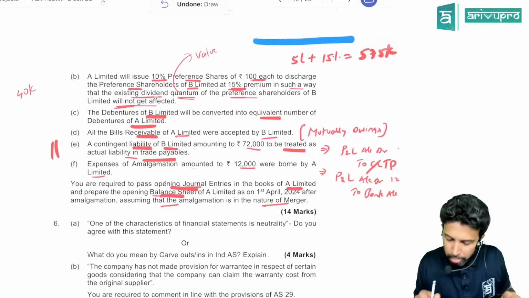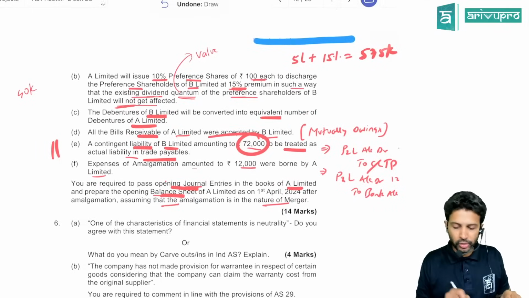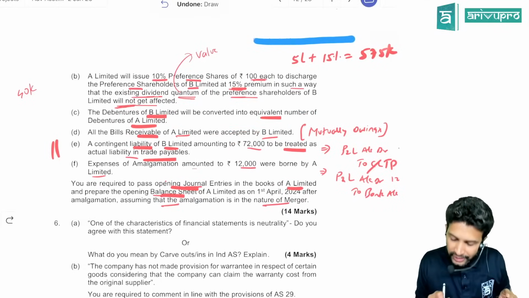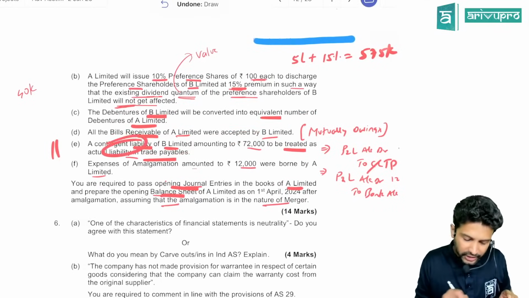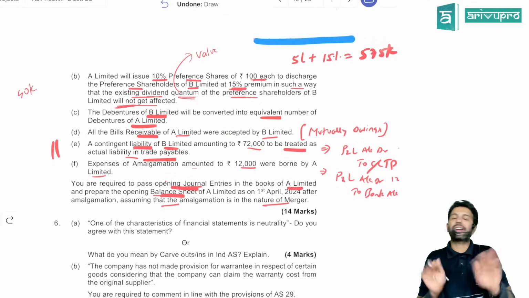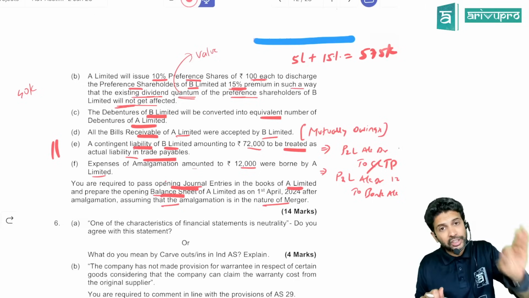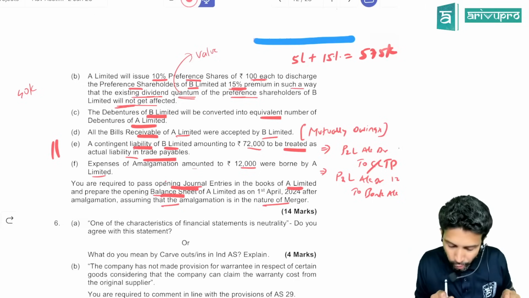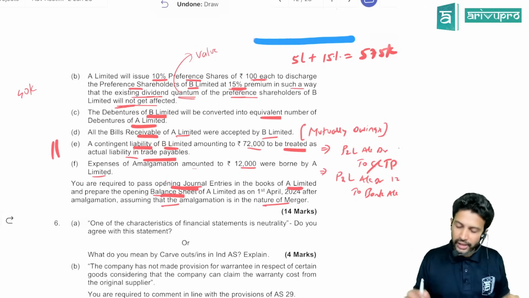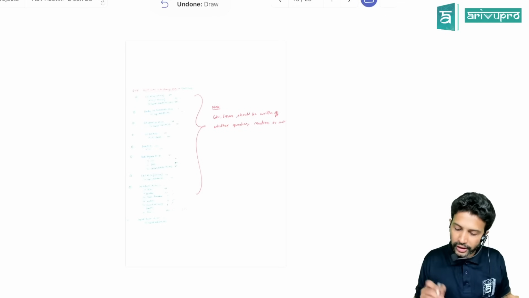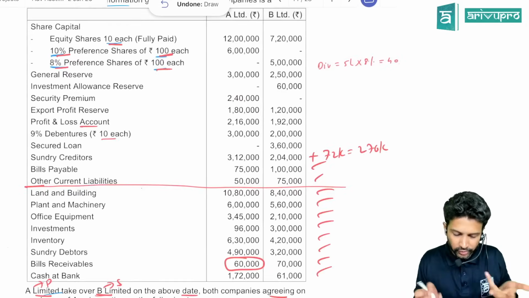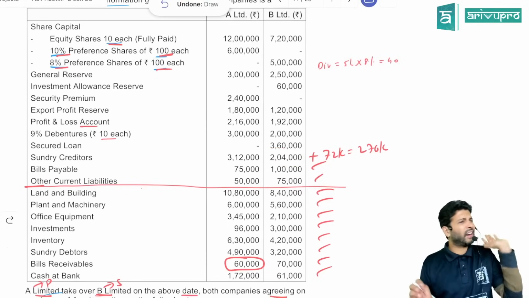The selling company has one more amount of trade payable to the extent of 72,000. The selling company had recognized this as a contingent liability. Now they are saying that it is not a contingent liability, it is an actual liability. And that liability forms part of which account? Trade payable. Hence, I am adding 72,000 to trade payable. Okay, fine. Somewhere here you can add bills payable, it's alright.